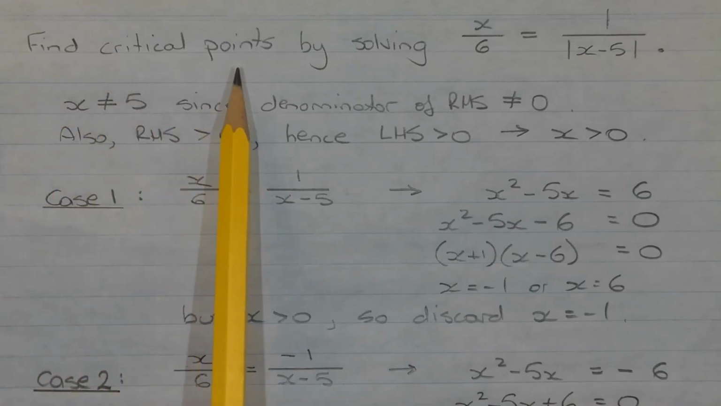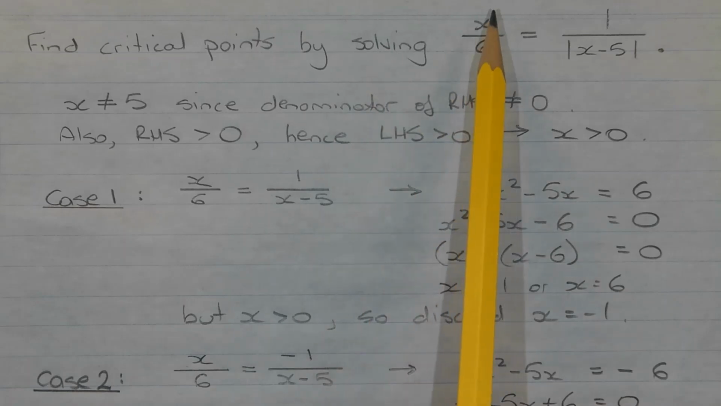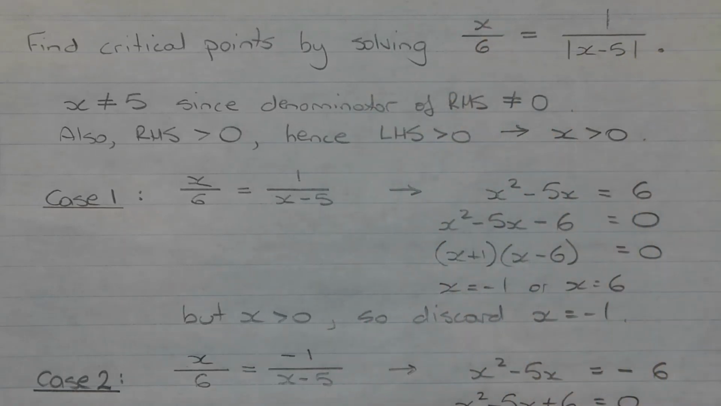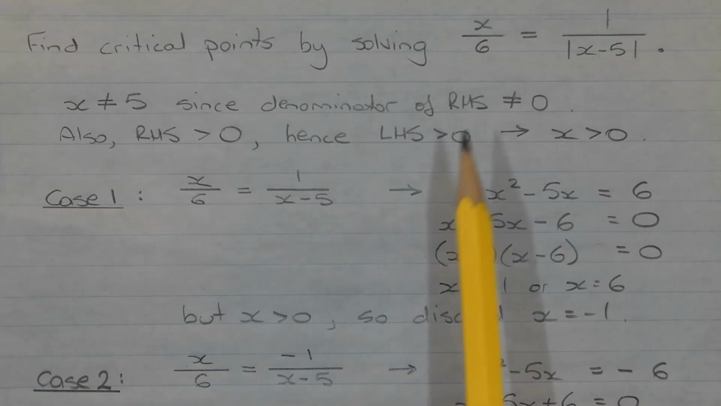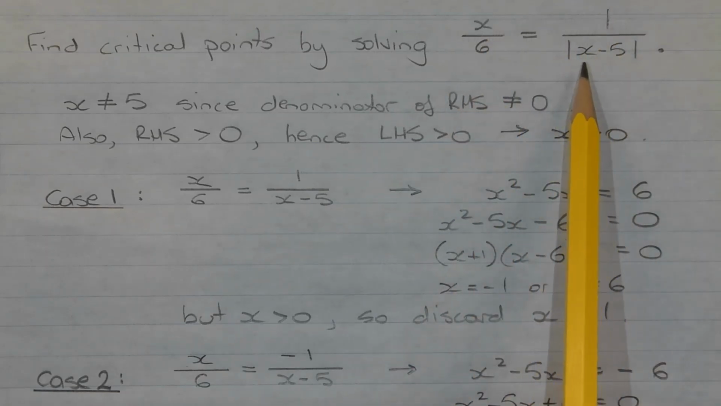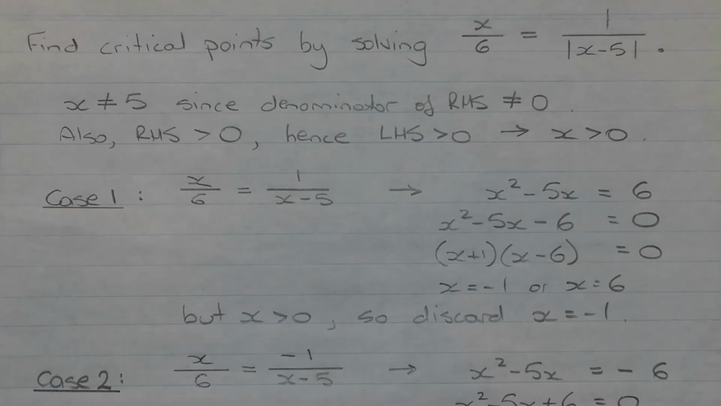Find critical points by solving as an equation x over 6 equals 1 over the absolute value of x minus 5. What we're finding are the points where the line x over 6 meets the hyperbola 1 over the absolute value of x minus 5.